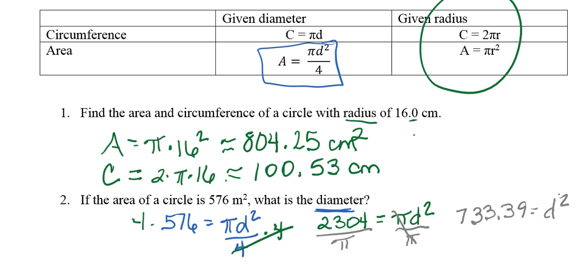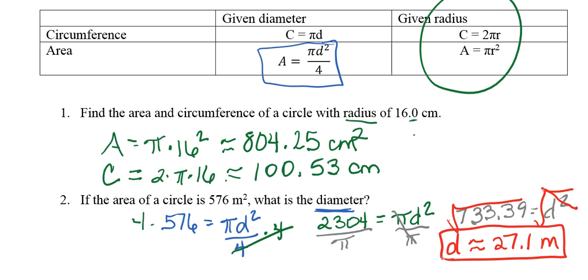Now I have to think about how do I undo a square. What this is asking is what times itself is this 733 number. To undo that, we square root. That square root symbol takes out the square. Since I did it on the right, I have to do it on the left. So I'm going to square root my previous answer, and I have a diameter of approximately 27.1 meters. The number that they gave me in my question was to the nearest whole number, so I did my answer to the nearest tenth.